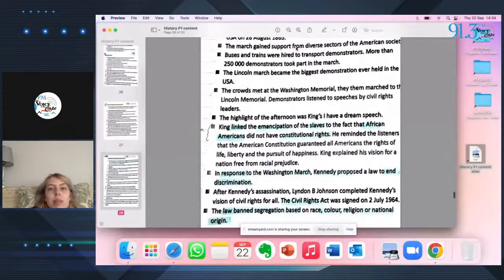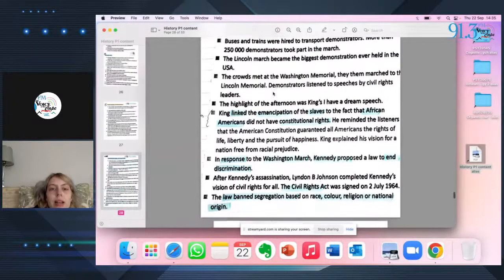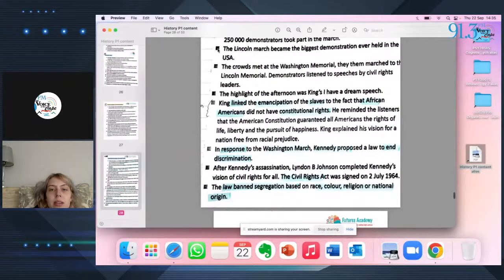The march gained support from all sectors of the American society. There were buses and trains that were hired to transport demonstrators. More than 250,000 demonstrators took part in the march. The Lincoln March became the biggest demonstration ever held in the US. The crowds met at the Washington Memorial and they marched to the Lincoln Memorial.